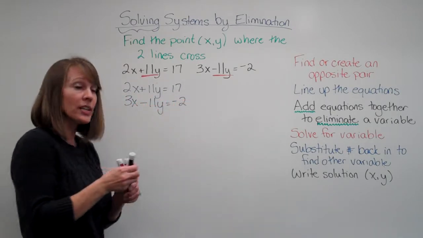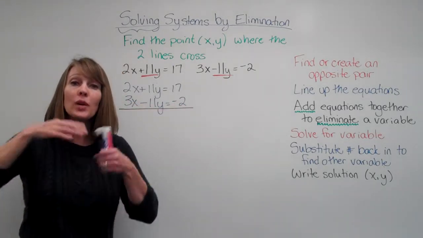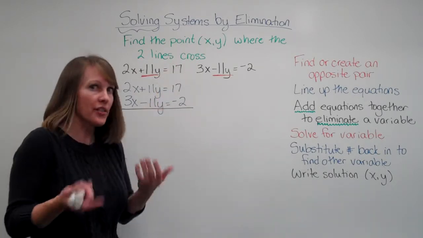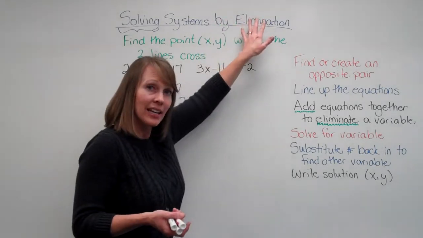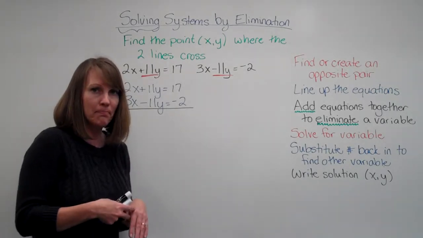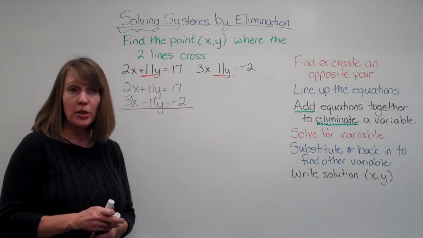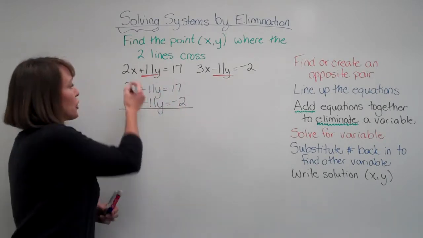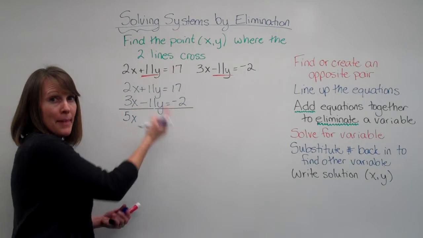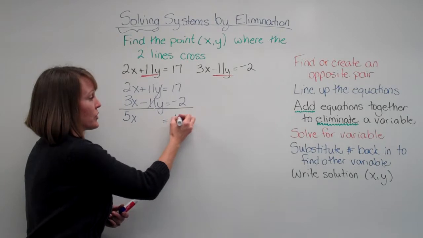And then we're actually going to do addition. We're going to add these equations together to eliminate one of the variables. Hence the name, right? Add them together, so it's called the addition method. To eliminate a variable, so it's elimination, or sometimes called combination because we're combining them. If we've done this right and we add these things together, we're going to eliminate a variable because the opposite pairs will become 0. So 2x plus 3x is 5x. 11y minus 11y, well that goes away, I've got 0 y's. And 17 minus 2 is 15.